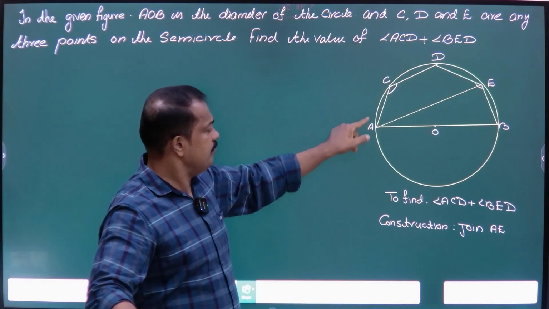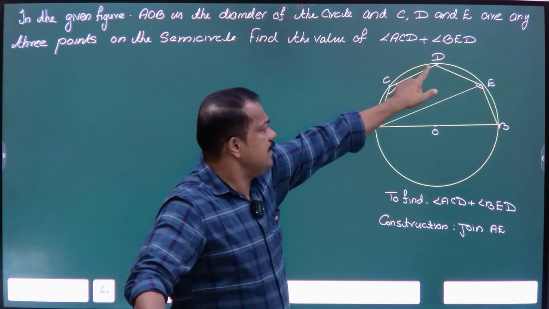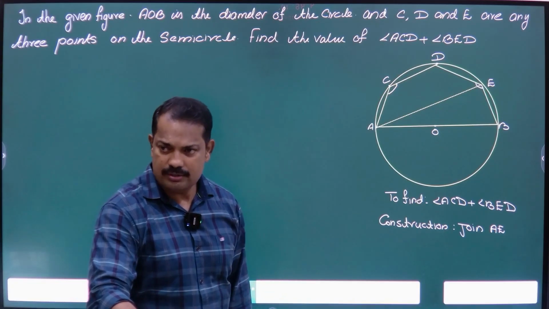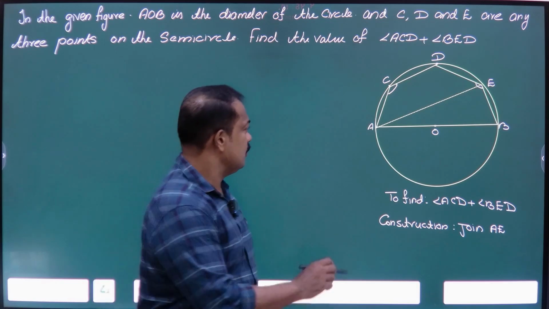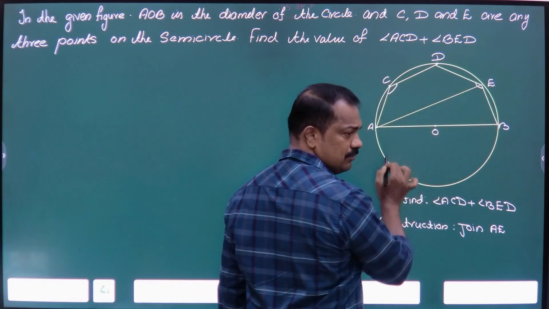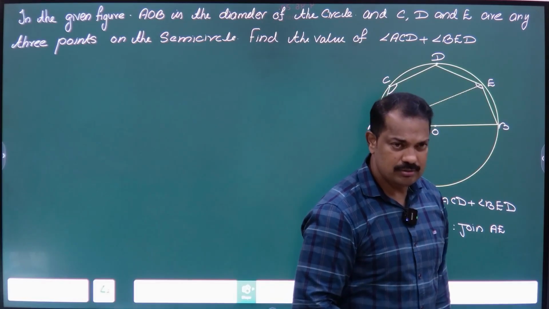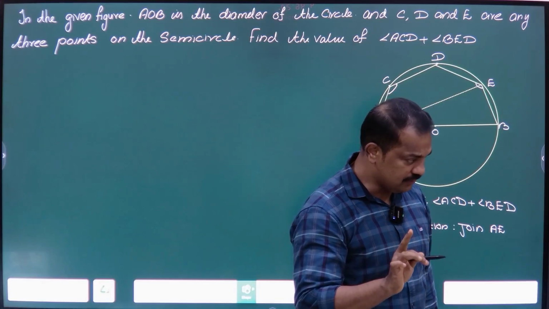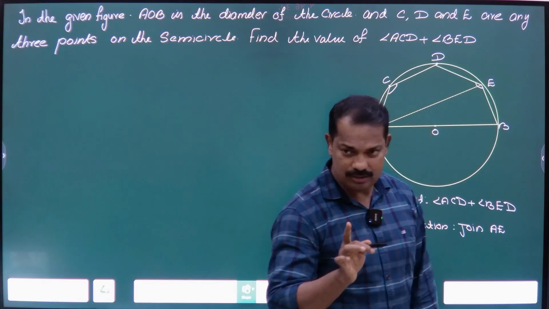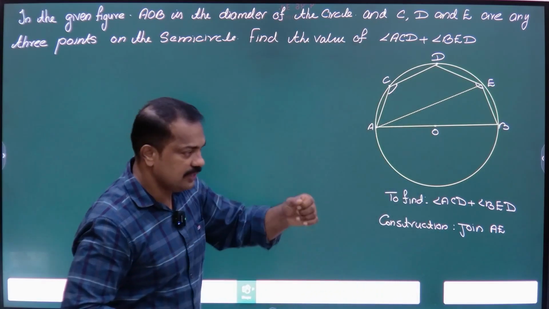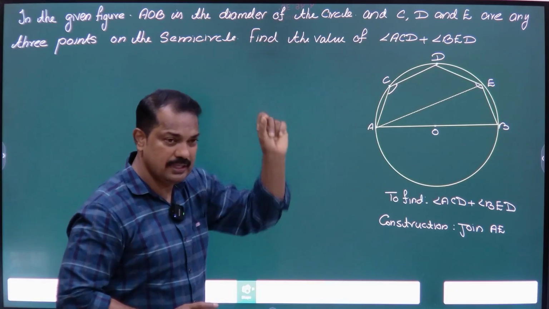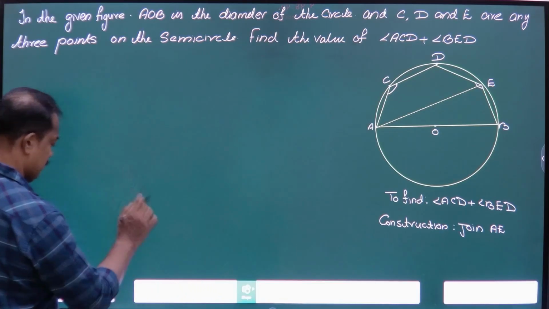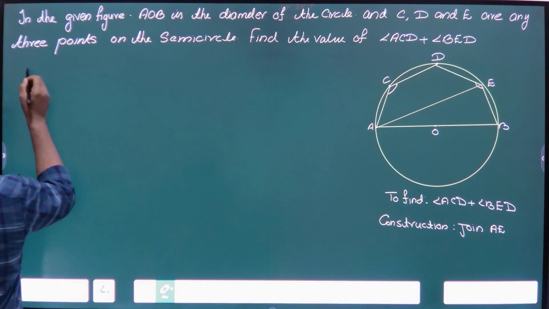A, C, D, E are the points on the circle. It forms a quadrilateral. This quadrilateral is called a cyclic quadrilateral. In a quadrilateral, if all the vertices lie on a circle, it is called a cyclic quadrilateral. And in a cyclic quadrilateral, the sum of the opposite angles is 180 degrees.